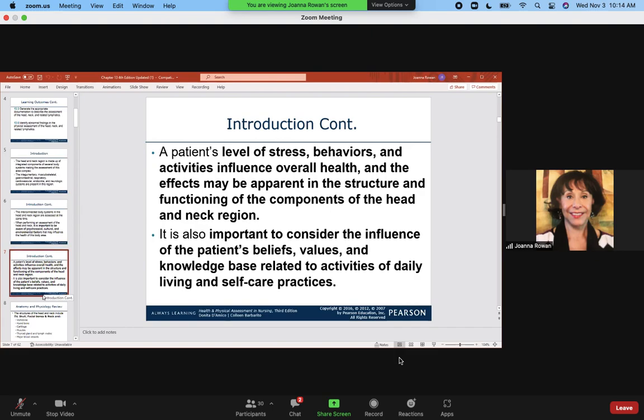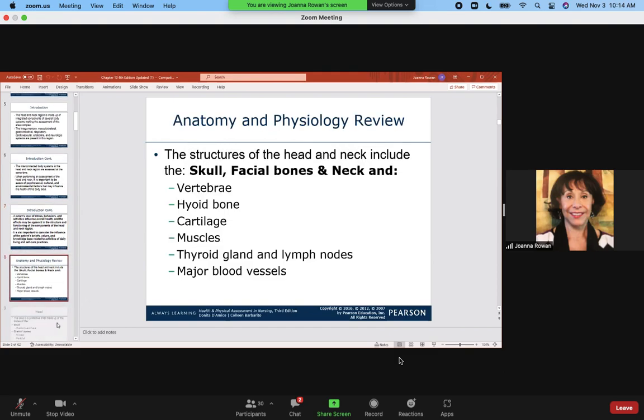A patient's level of stress, behaviors, and activities influence overall health, and the effects may be apparent in the structure and functioning of the components of the head and neck region. It is also important to consider the influence of the patient's beliefs, values, knowledge, and related activities of daily living and self-care practices.